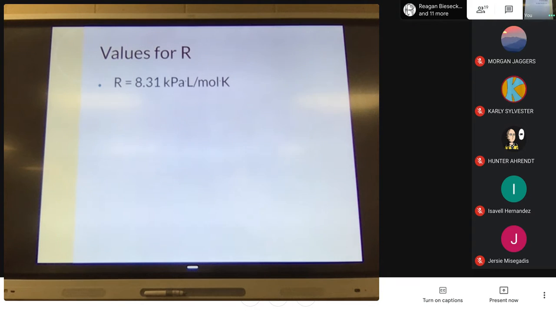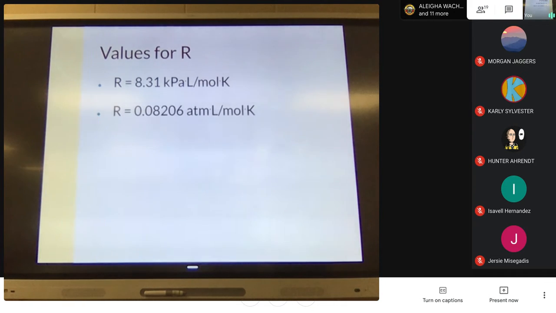Sometimes for R, you're going to use 8.31. Now, the labels for R when you use 8.31 are kPa, liters over moles Kelvin. And you're probably looking at that going, what is going on here? I don't want you to freak out about this, okay? I'm going to show you the other value for R, and we're going to talk about how and why it's different. So here's the other value for R.